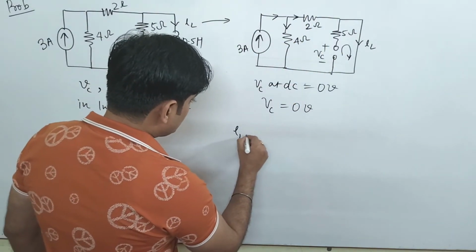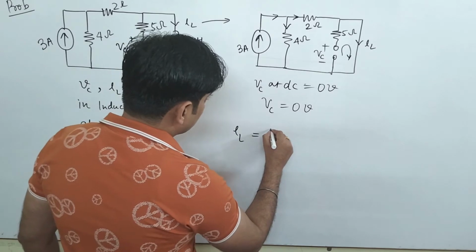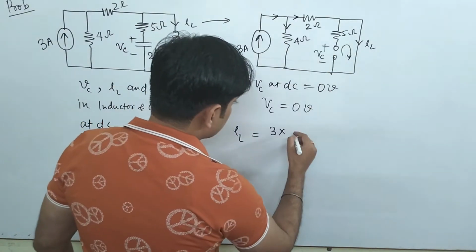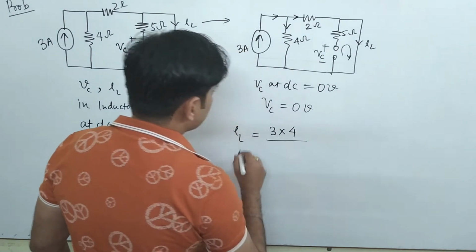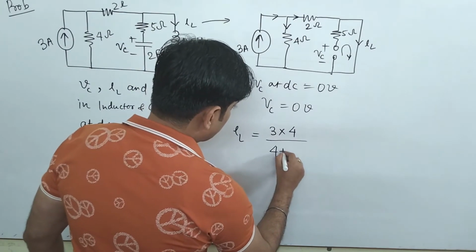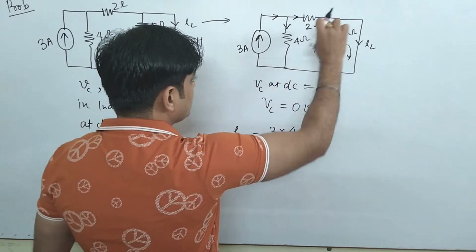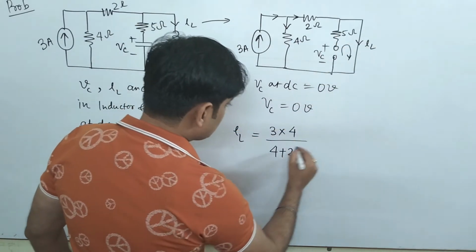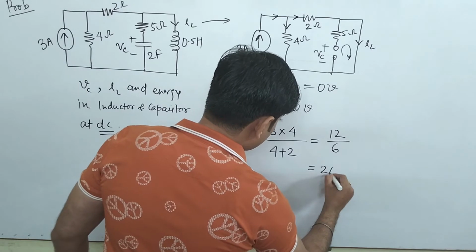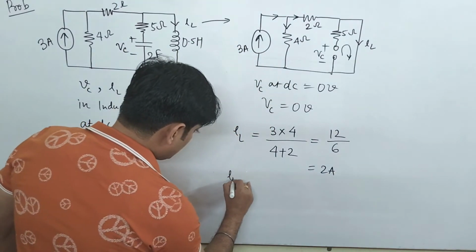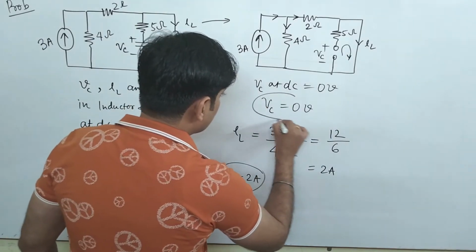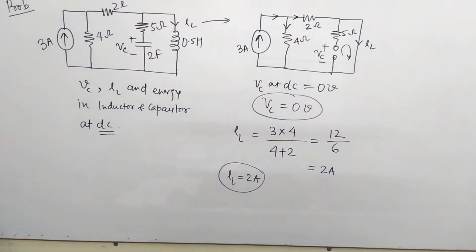So the value of IL is what? Your main current, that is 3 into, we have to find the current in this resistance. So just applying the current division rule, I into the corresponding resistance is 4 upon 4 plus 2. There is no use of this 5 ohm resistance. The current will flow in this direction. So that comes to be 12 upon 6 and that comes to be 2 ampere. So the value of IL comes to be 2 ampere. Very important thing. And the value of VC is 0 volt.